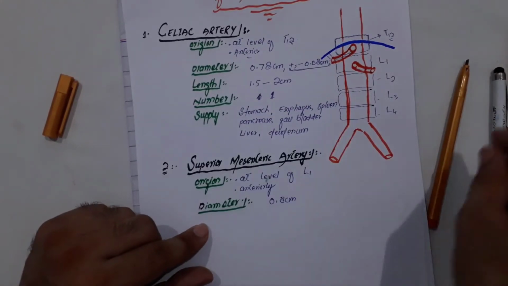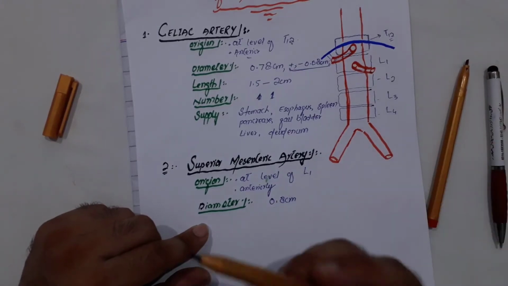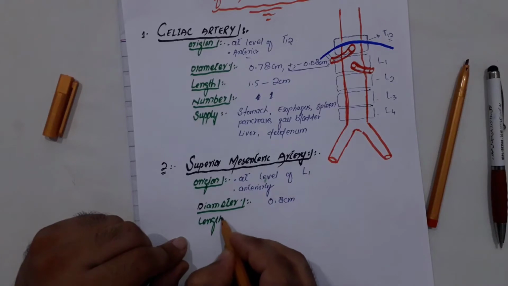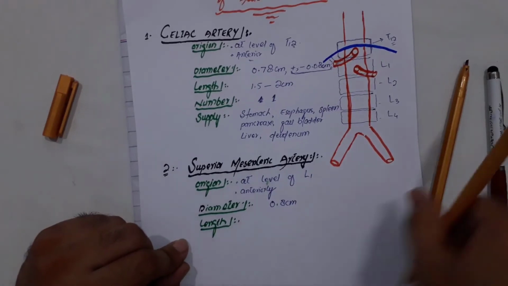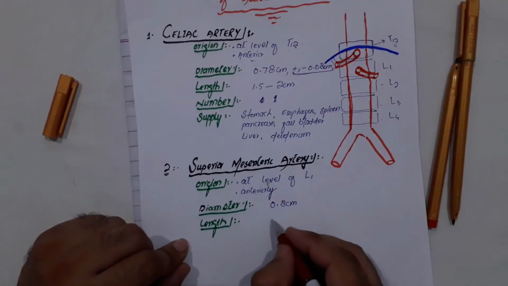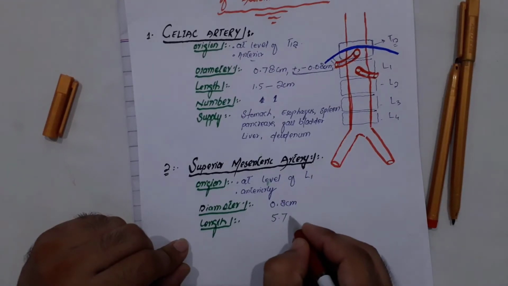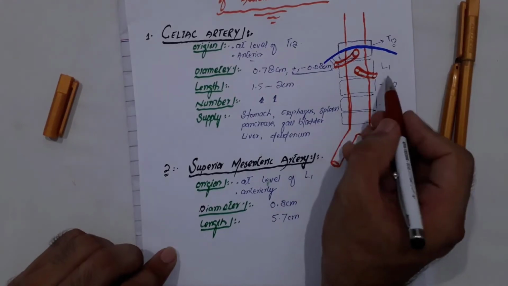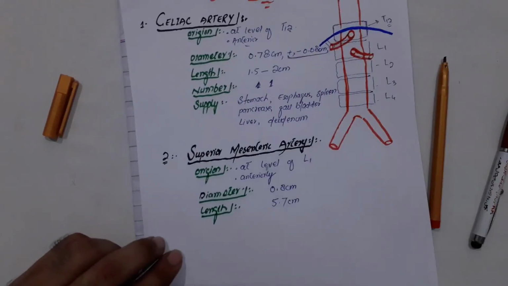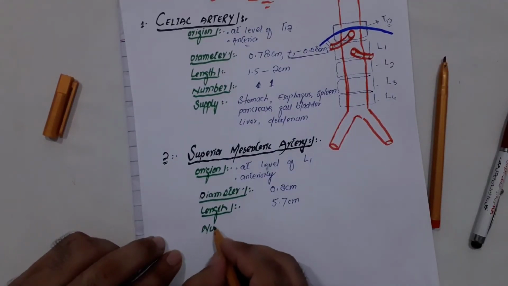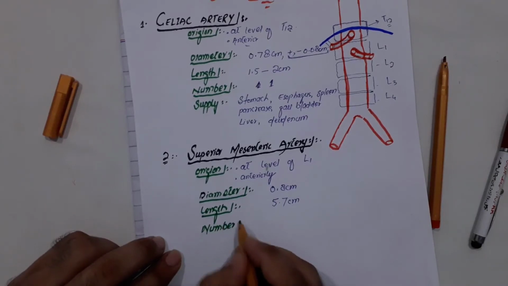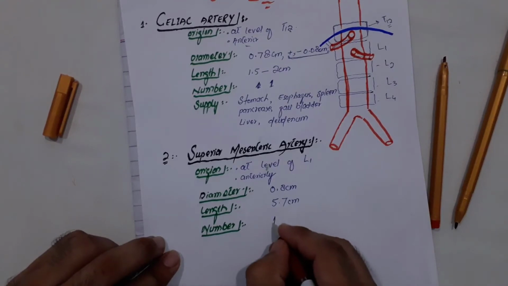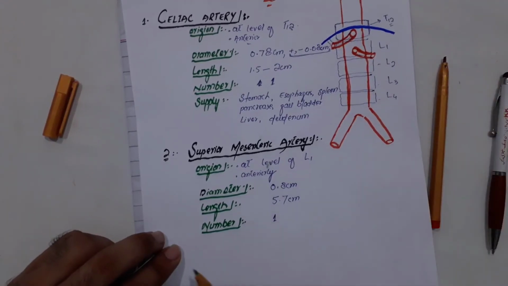Then what is its length? The length of the superior mesenteric artery is about 5.7 centimeter. Then how many superior mesenteric arteries do we have? There is only one superior mesenteric artery, right, as it is unpaired. Okay.